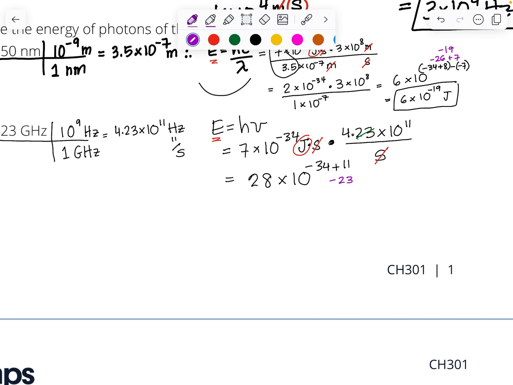But we're going to move that decimal over 1 so it's in correct scientific notation. So let's do 2.8 times 10 to the negative 22, and our units are joules. That's our energy, the units that measure energy. All right.